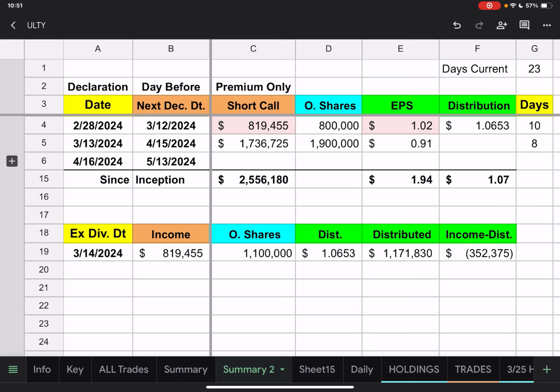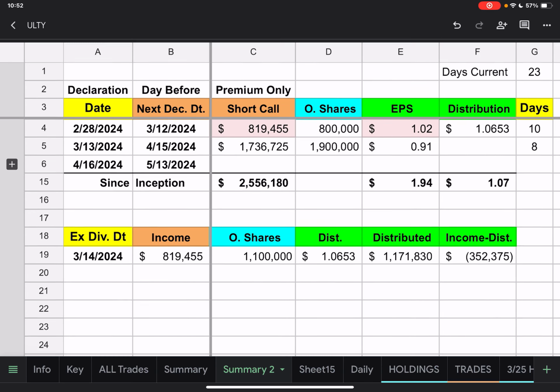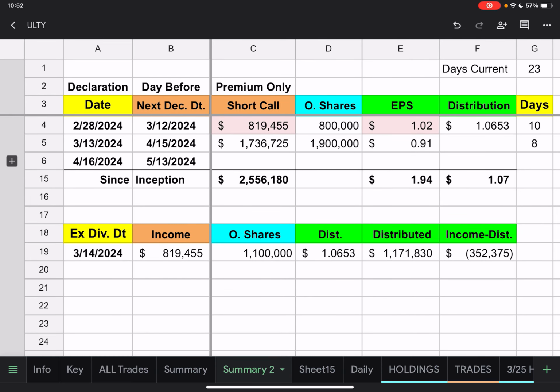91 cents. Now, I know tomorrow's Monday, so there's going to be lots of trades, lots of premium coming in. But let's say it's past Monday and say they don't do any more short calls the rest of the week. And this number stays the same. The short call number stays the same, 1.7 million.